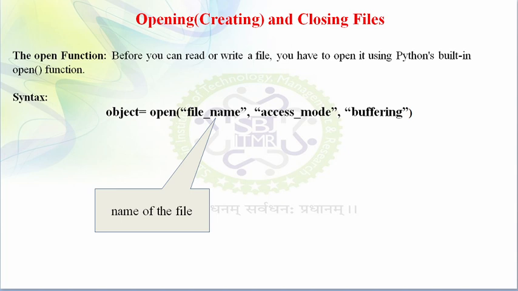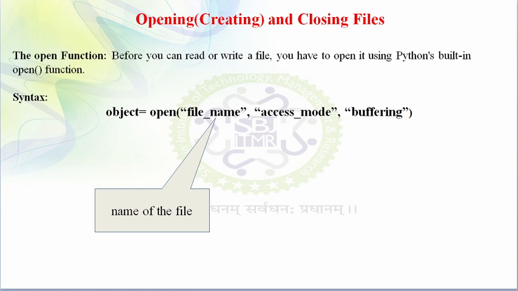The thing that we need to note is that to open a file, you must change your working directory to where your file is available. And to change the working directory, you can do the following: you can import the operating system, and by os.chdir, that is change directory, you can change the directory.